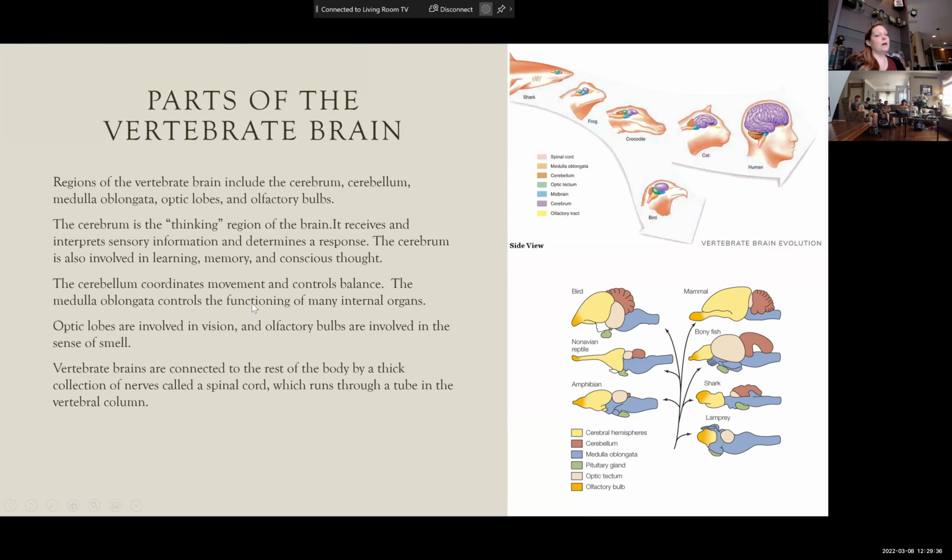Your cerebellum coordinates movement, controls balance. The medulla oblongata controls functioning of internal organs. So your cerebellum in your brain is this thing right here, okay? This is what keeps you walking straight. So we have some friends who have a cat that has some kind of cerebellum issue, and the thing just falls over and walks all funny.